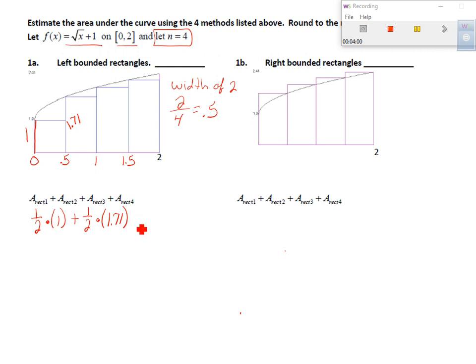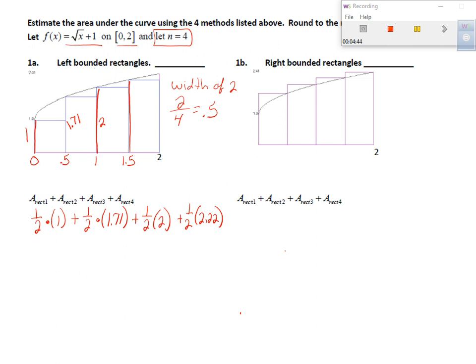Now let's go get rectangle number 3. So I'm working on this rectangle here. Its width is going to be 1/2. I need to find this height right there of that left side of that rectangle. So I'm going to plug a 1 into here. Square root of 1 is 1 plus 1 is 2. Guys, the reason I like to write my numbers on here, I'm now going to use those numbers over here in a second. Now, my last one, I've got 1/2. I need to find the height of this left-bounded rectangle. So I'm going to plug 1.5 into my original. And when I did that earlier, I had 2.22.